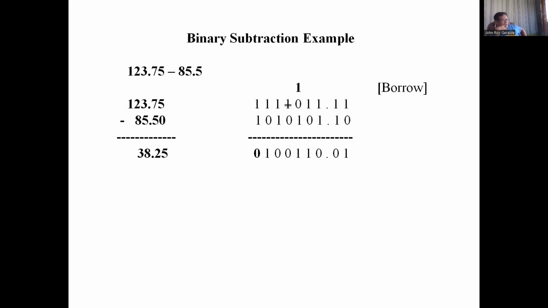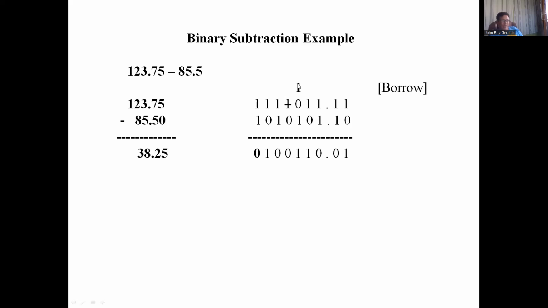Here's the example. Okay. 123.75 minus 85.5. We will convert them to binary. No? So 1 minus 0. 1. 1 minus 1. 0. You follow? 1 minus 1, 0. 1 minus 0. 1. 0 minus 1 cannot be. 1 pala, no? 0 minus 1 is 1. This becomes 1. We borrow this as 0. This becomes a 1. Nagborrow tayo ng 1 doon.